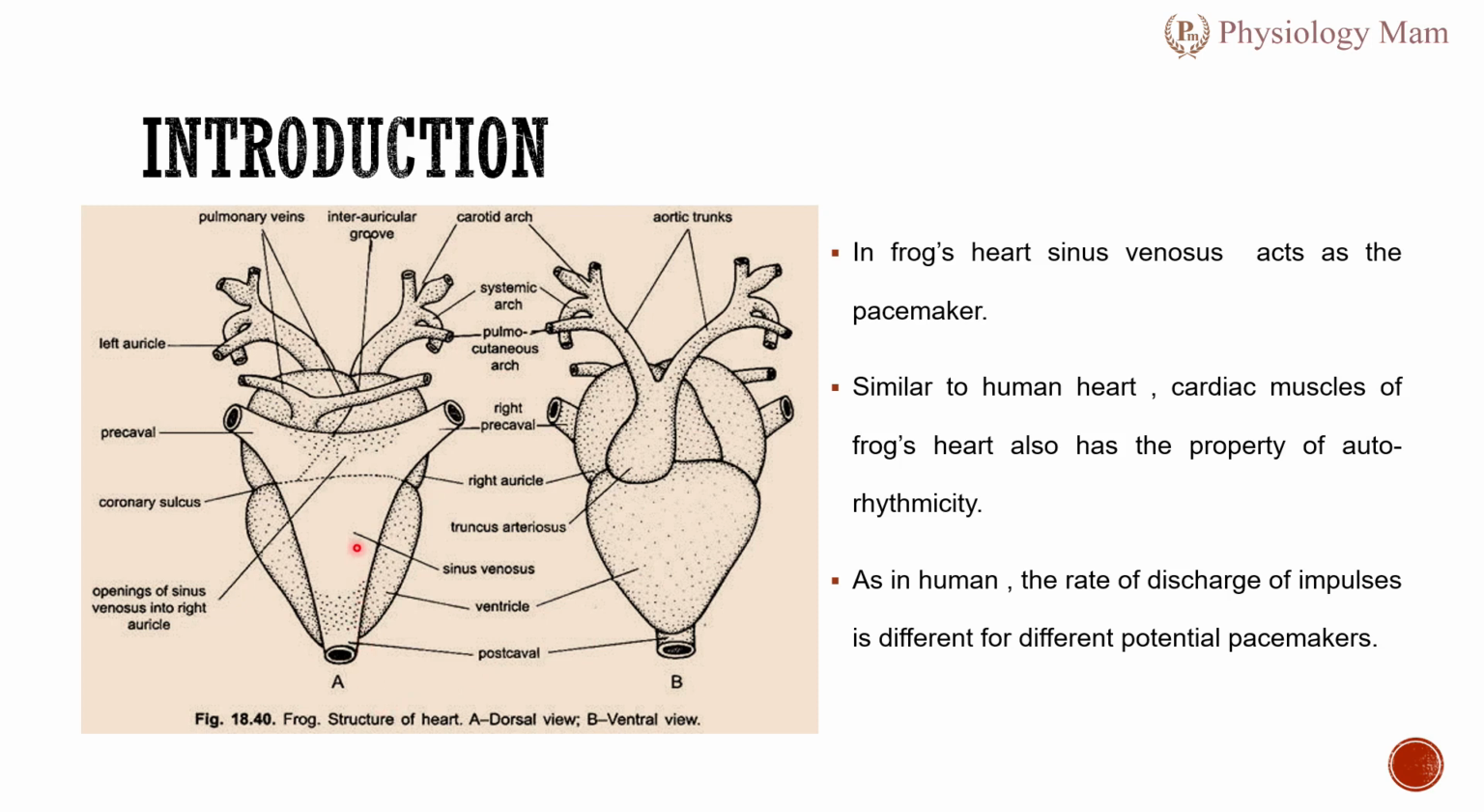The frog's heart has three chambers, two auricles and one ventricle. What you have to keep in mind is this point, which is called the sinus venosus. Sinus venosus in frog's heart acts as a pacemaker, very similar to the sinoatrial node of the human heart. Similar to the properties of the cardiac muscles of a human heart, the property of autorhythmicity can be proved in a frog's heart. What is autorhythmicity? Autorhythmicity is the property to generate its own impulses.